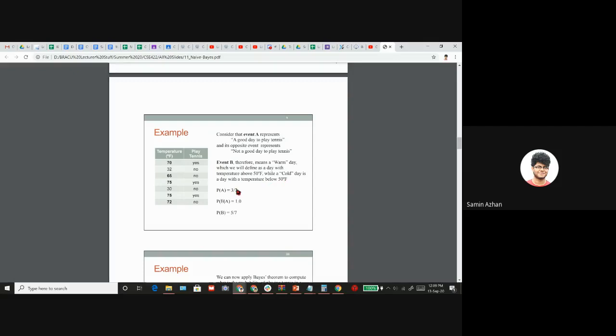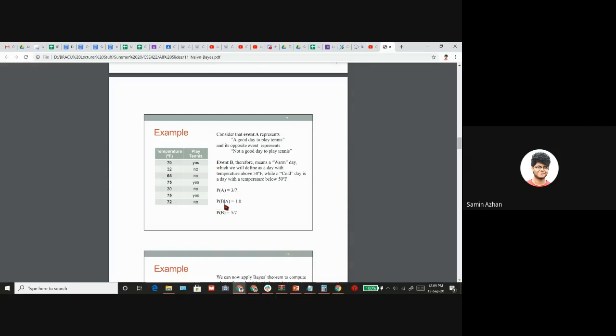So what's the probability of A, that means the probability of play equals yes? There are one, two, three, four, five, six, seven entries, and among them there are three yeses. So the probability of A should be 3 divided by 7.